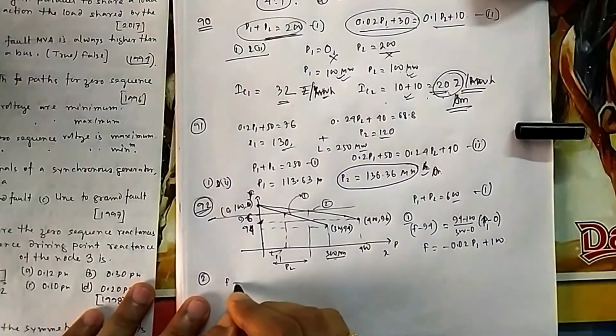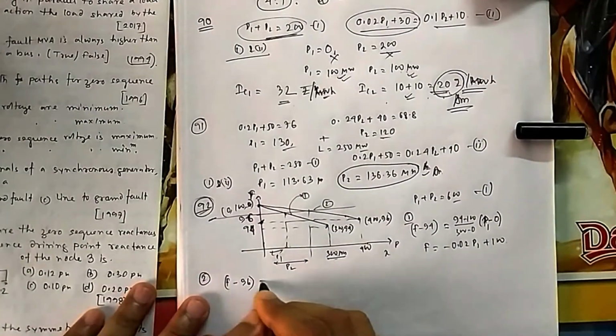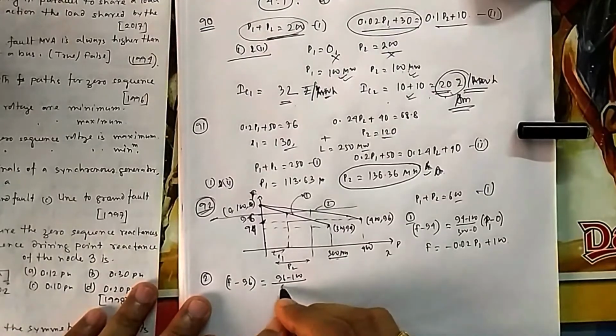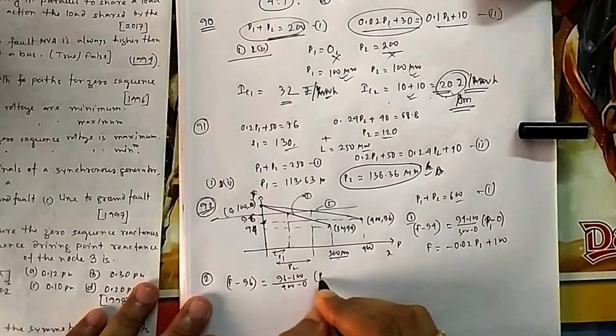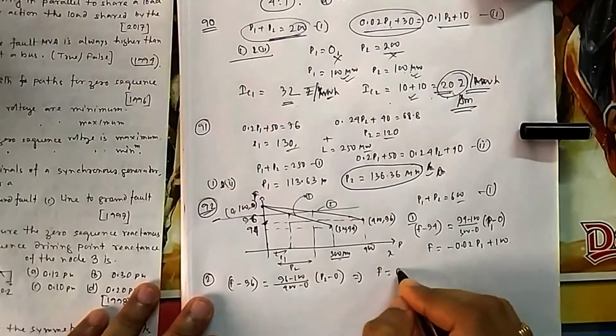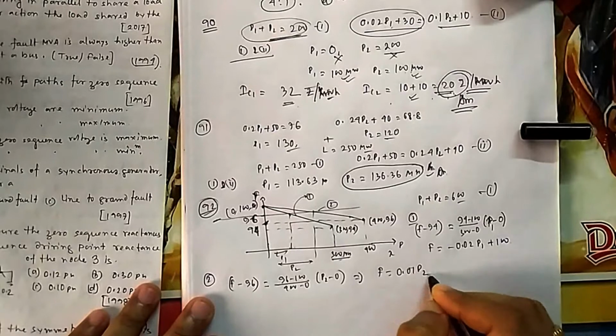For the second equation, it will be F minus 96 is equal to (96 minus 100) divided by (400 minus 0) into (P2 minus 0). So if you solve it, you will get F is equal to minus 0.01 P2 plus 100.